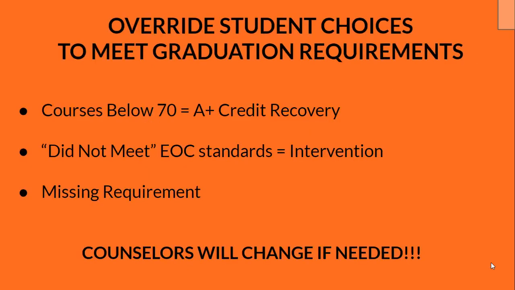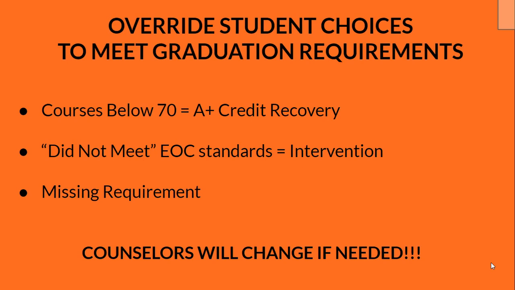Override student choices to meet graduation requirements. What this means, if you scored below a 70 in a course that you need to graduate, one of your electives will be removed so that we can make room for the A+ credit recovery class. In that class, you will make up the credit that you scored below a 70 on so that you can fulfill the graduation requirement.